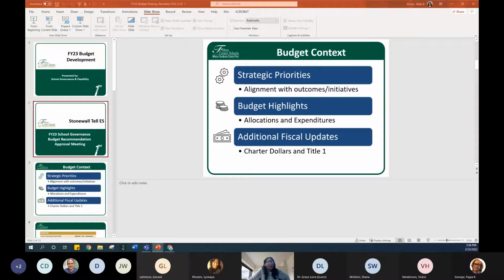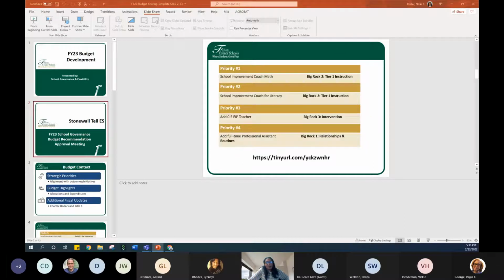Our process for Fulton County Schools school governance is for the budget to be shared with the budget committee. So we met with those team members a week ago today, so last Wednesday, and then I'm going to share what we discussed, and then in the PowerPoint itself will be links where you will be able to visit and view a few documents, where the context is aligned to the strategic priorities with outcomes and initiatives, our allocations and expenditures, and then we can discuss charter dollars and Title I funds. Priorities are, did the slide advance? Yes, ma'am. Excellent. There's a link there to a document for you to review, and the document will only be available for 24 hours as it has to be approved through the Fulton County Budgeting Department.